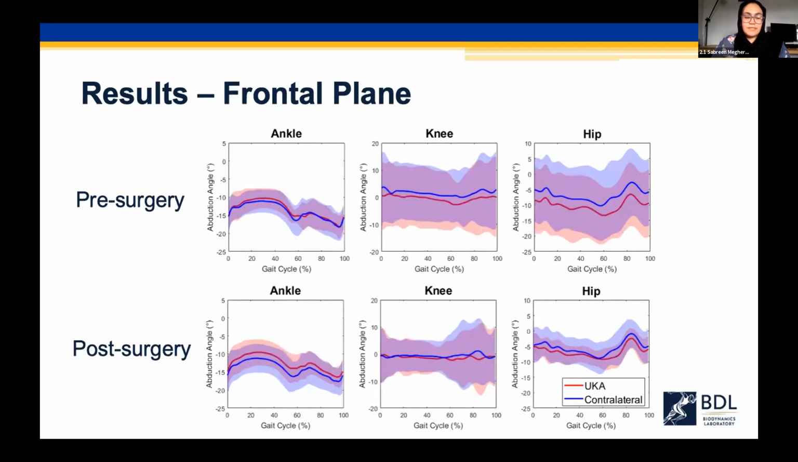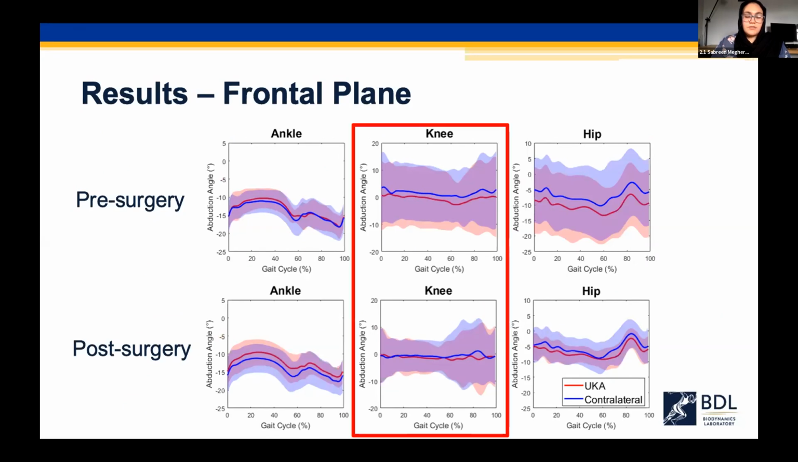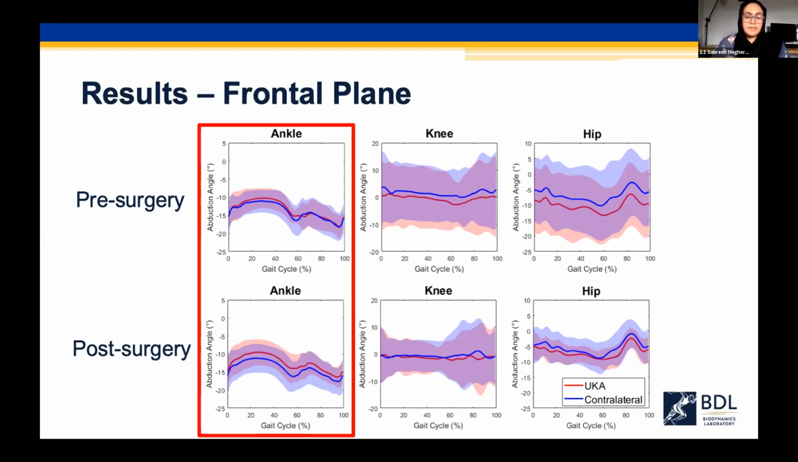This figure demonstrates the ankle, knee, and hip frontal plane joint kinematics throughout the gait cycle pre and post-surgery. Although we found no significant side-to-side differences in frontal plane kinematics before and after surgery, these results do show trends towards the restoration of knee frontal plane kinematics that were accompanied by greater side-to-side differences in ankle kinematics post-surgery.